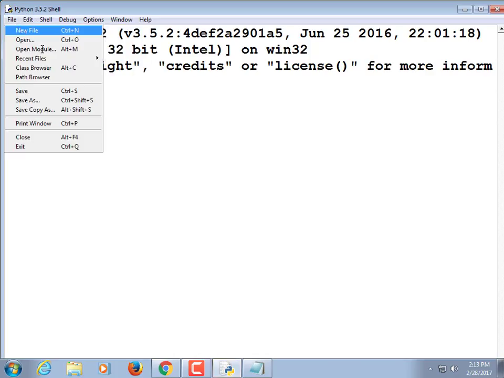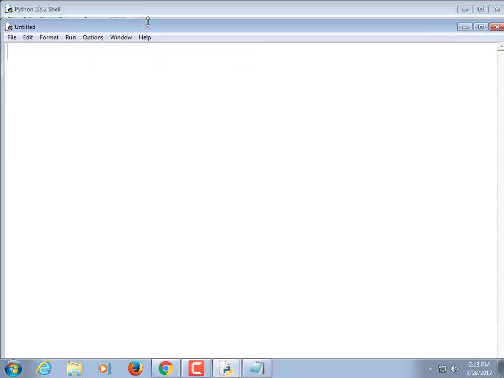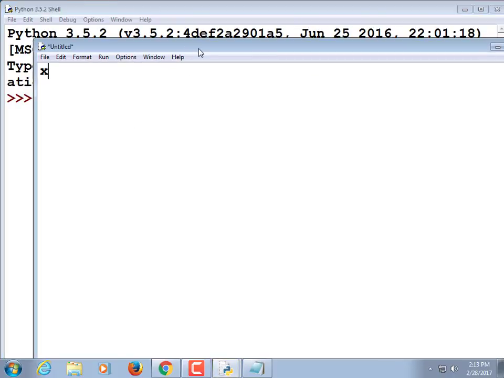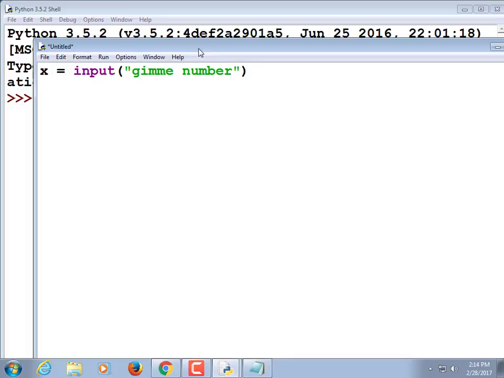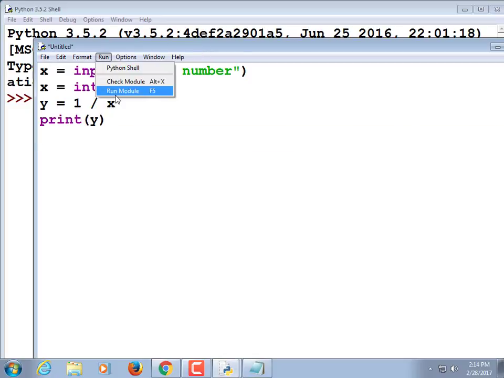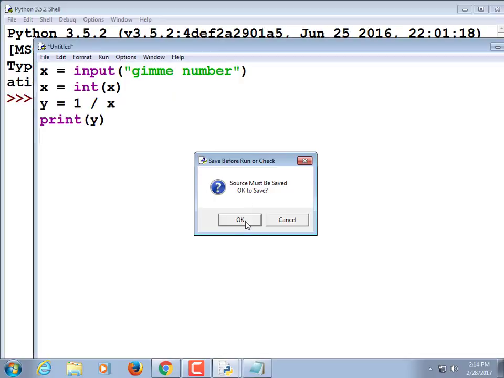You don't have to write this. This is not a daily. X is equal to input, give me number. X is equal to int x. Y is equal to 1 over x. Print y. There's no syntax errors in this. Hopefully. I mean, maybe I made a typo and I didn't notice.